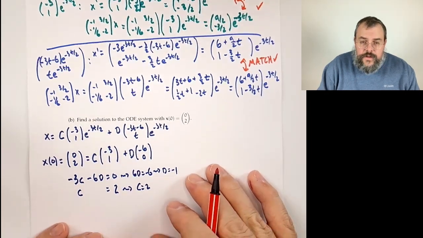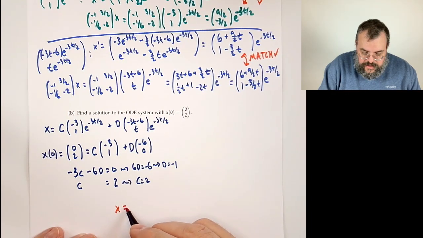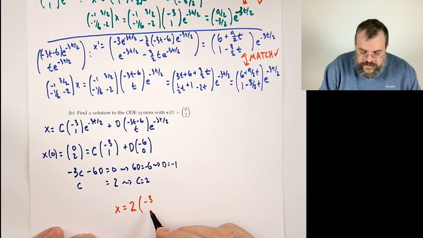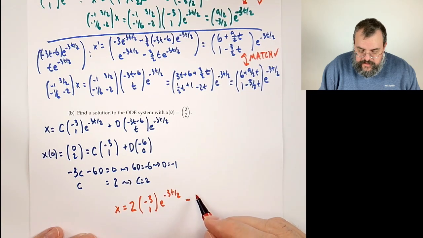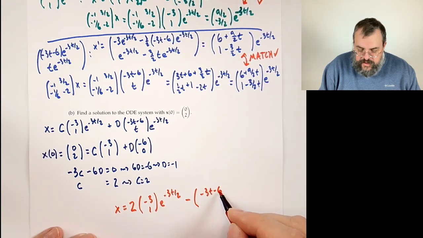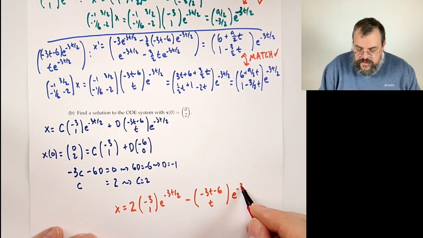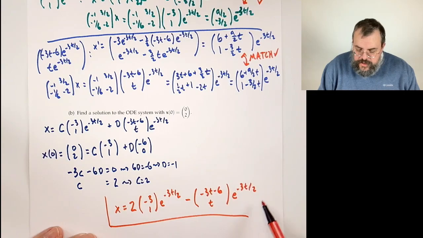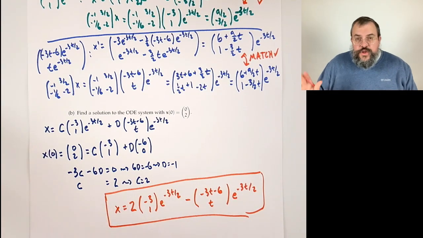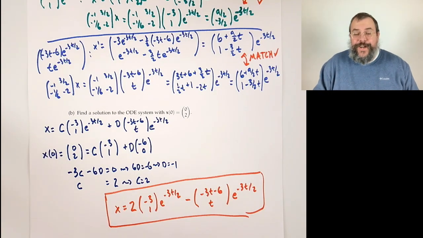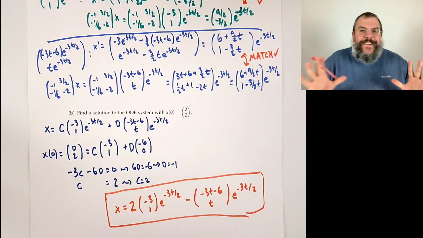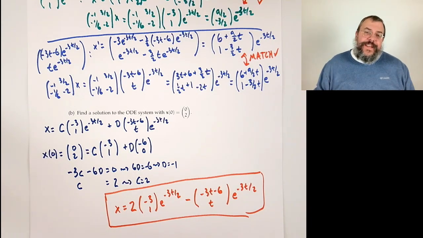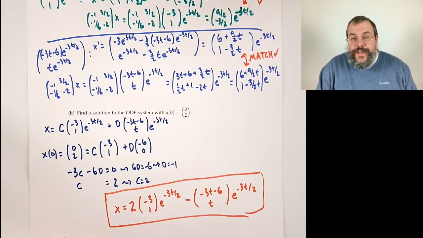And so we'll say that our solution is 2 times (-3, 1) e to the minus 3t over 2, and minus (3t minus 6, t) e to the minus 3t over 2. Now, if we wanted to, we could smoosh this all together into one single vector. And you can tell by my voice, we probably don't want to. I don't think there's any advantage to doing that. And so we'll just leave it as our pieces put together.